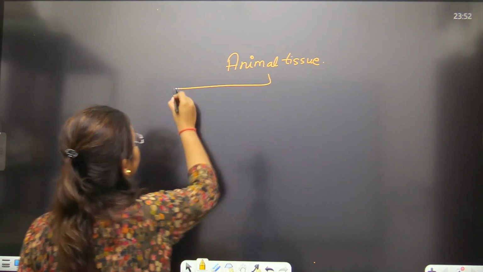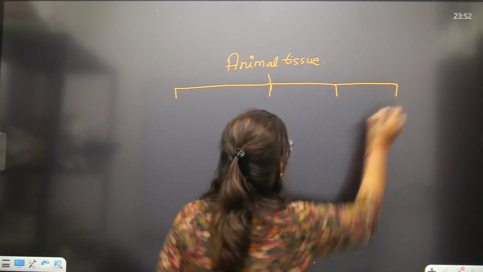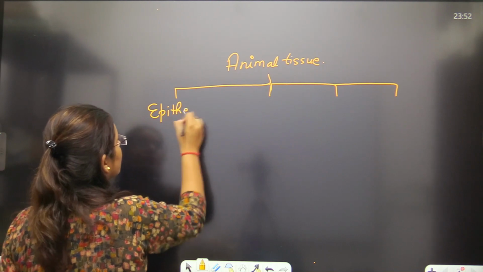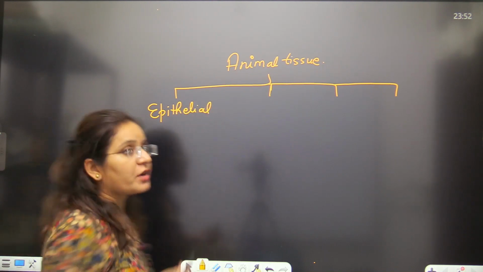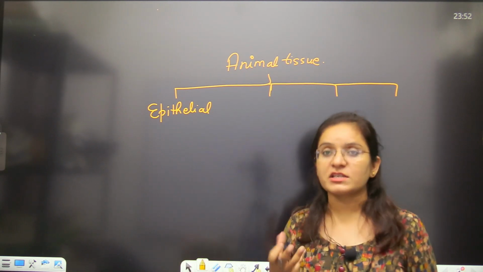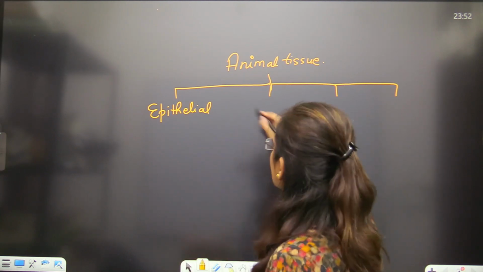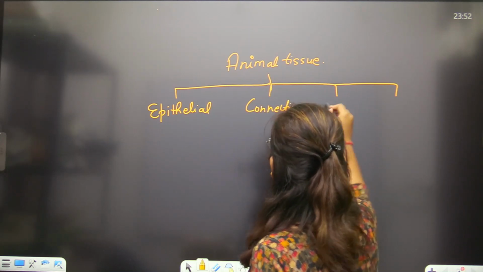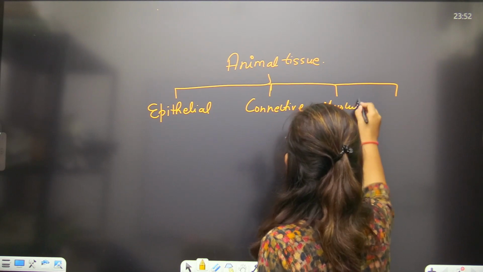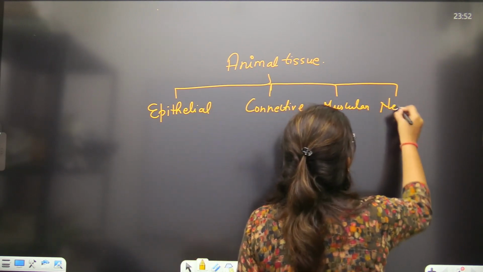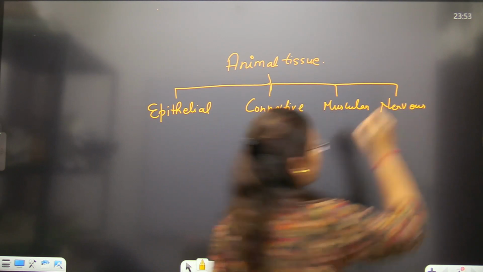So children, animals have four different types of tissues. First one is epithelial tissue that forms the lining of various body organs. Our different organs' innermost and outermost lining is made of what? Epithelial tissue. Then second is connective tissue. Third is muscular tissue. And the last one is nervous tissue. So we will discuss all one by one in four parts.